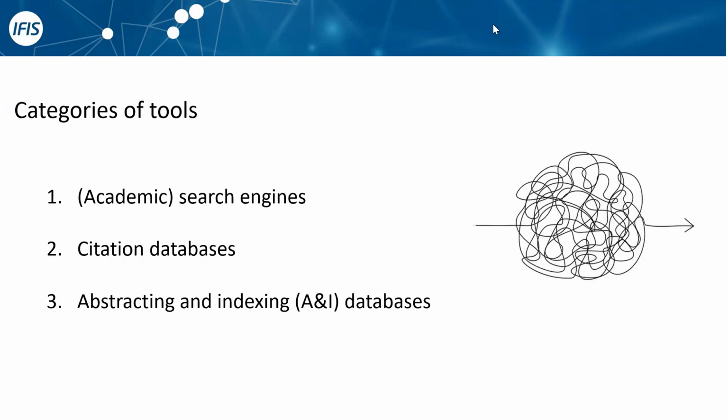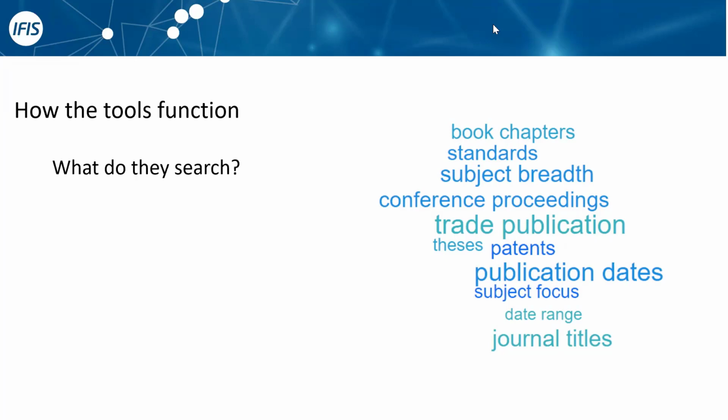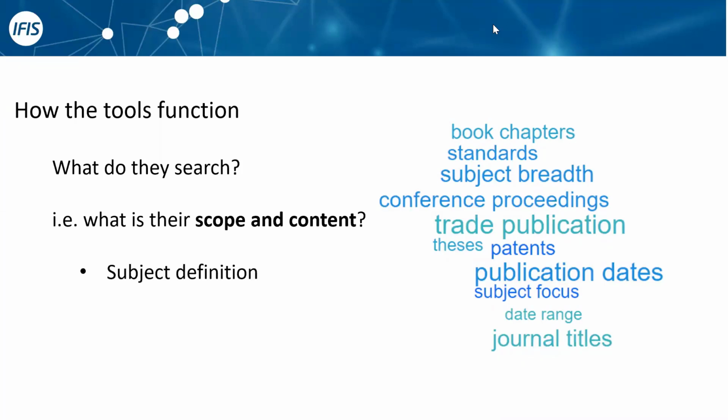So when we think about how the tools function, it's really helpful to think about what it is that they're searching. Another way to phrase this is, what is their scope and content? And scope and content has 3 different components. So one component that's quite important is what's the subject definition of what it is that you can expect to find when you use that tool.